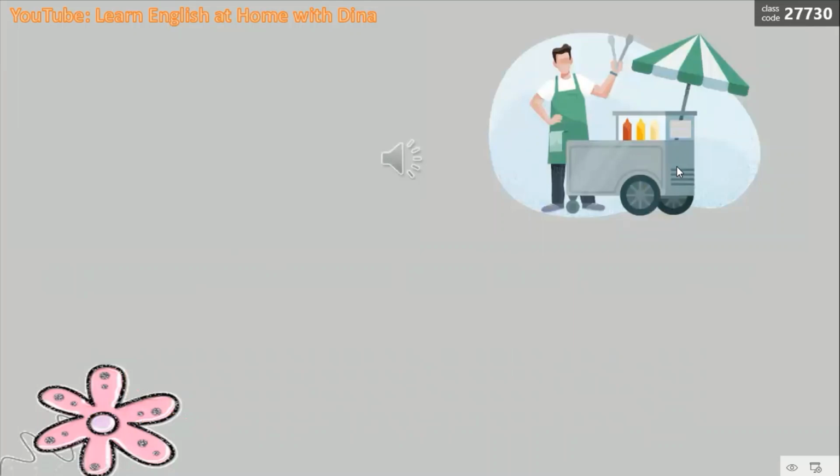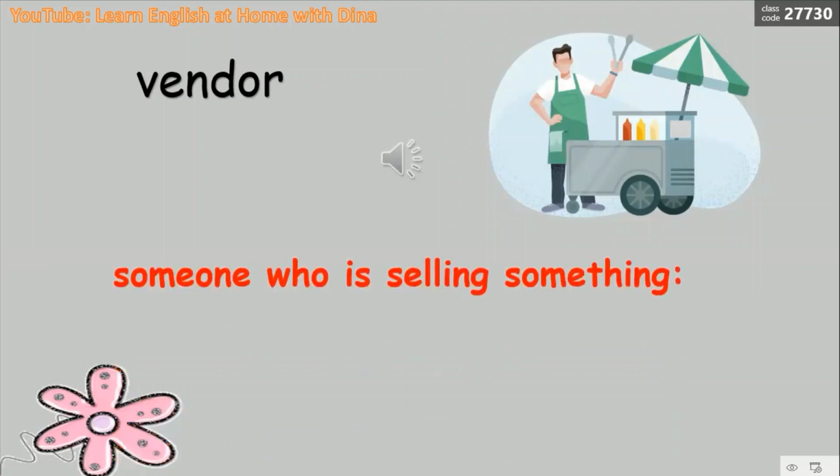Do you know the person who stands in the streets to sell you water, ice cream, or sandwiches? We call him a vendor. الشخص اللي بيكون واقف في الشارع على عربية صغيرة بيبيع لك مية, ice cream, or even sandwiches. Vendor. The definition is someone who is selling something.